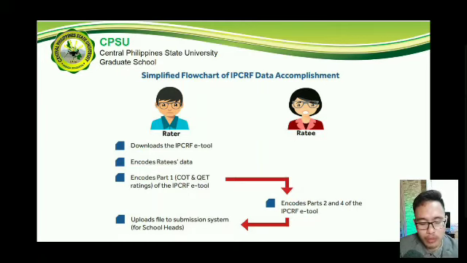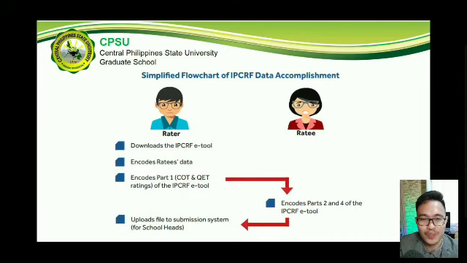So the ratee accomplishes the forms, which includes rating themselves and finding the MOVs, or the modes of verification, for these outputs. It also allows the employees to create feedback based on their performance, which is in Part 4 of the IPCRF, and then sends it back to the rater, which is the next higher employee. This process is an upward communication wherein the worker communicates with higher employees. Typically, the rater is the master teacher or the principal or the school head. So that is a communication from a teacher, a lower level employee, to a higher level employee, which is the master teacher or the principal or school head.